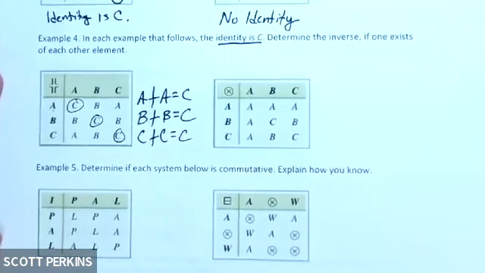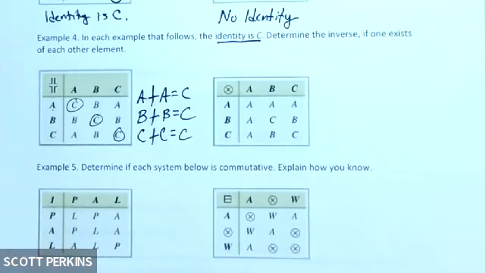So take a moment on the second table. I'll give you a little hint. One of the elements does not have an inverse. And what you're going to write is whatever element that is, element whatever does not have an inverse.